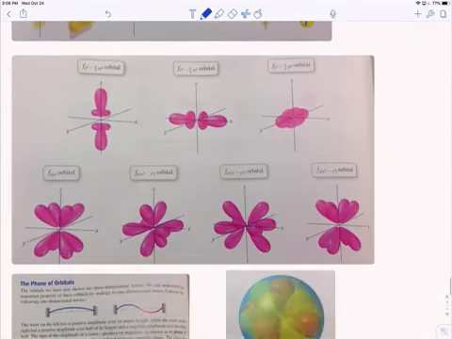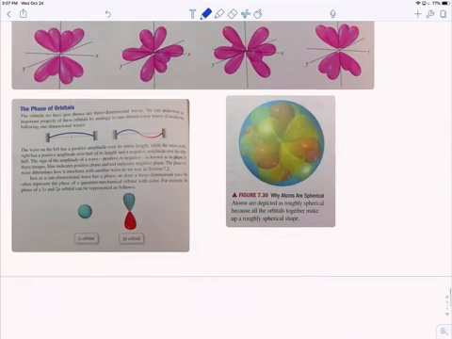And here are the f orbitals, or the 4 f orbitals. They just look kind of cool. They're like balloons, I think. They're even funkier than the 3d. And atoms are basically spherical. Why is that? So let me show you.